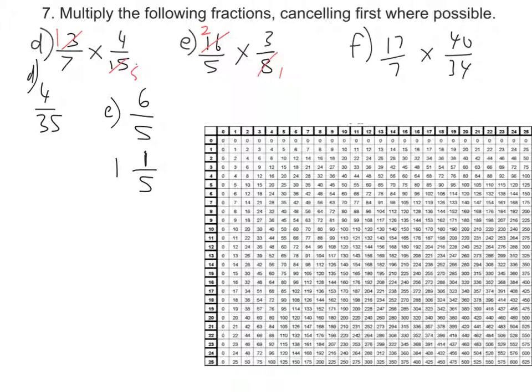Okay, next question. So I have here 17 over 7 multiplied by 40 over 34. I try and simplify diagonally. I try and find one number that goes into both numbers equally. If I have a look down here, 17 is here and 34 is here. So I know that the number 17 goes into both numbers equally. 17 divided by 17 is 1. And 34 divided by 17 is 2.